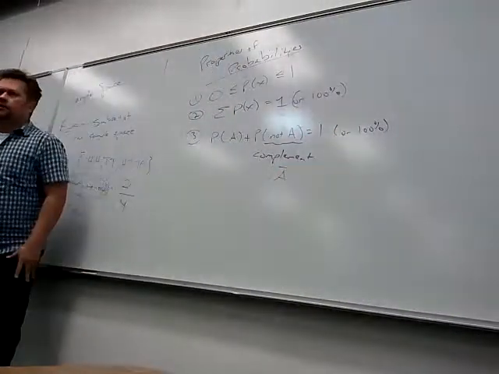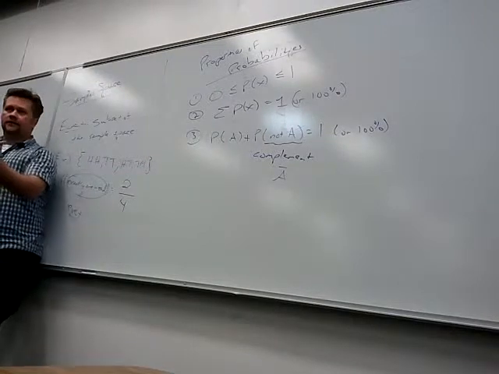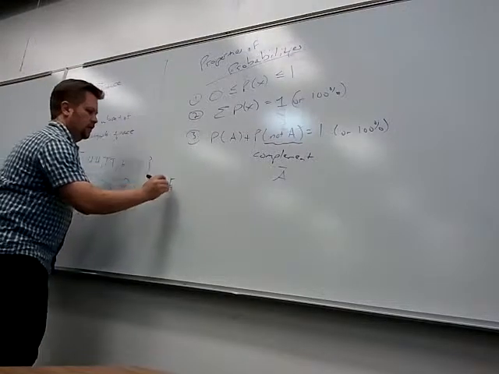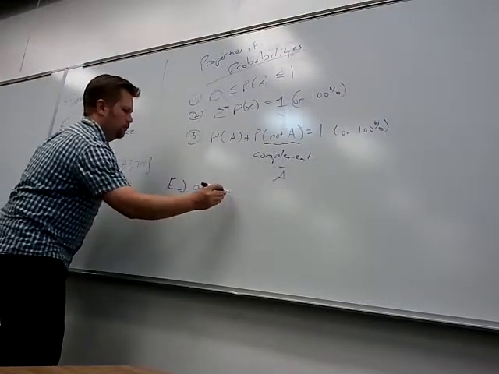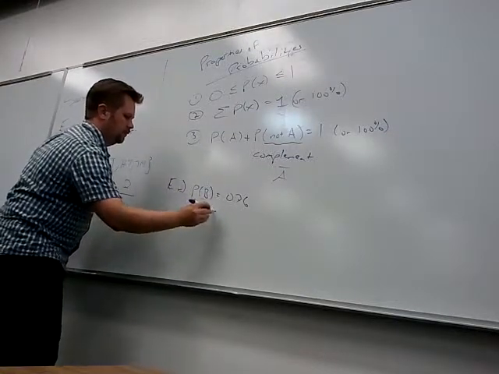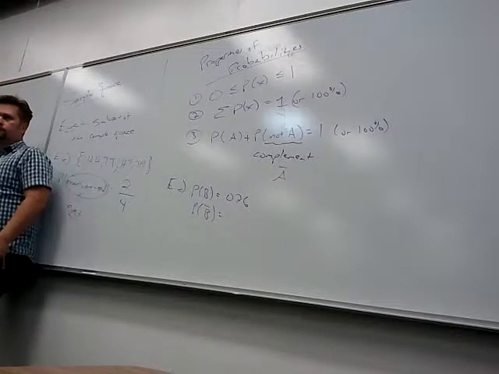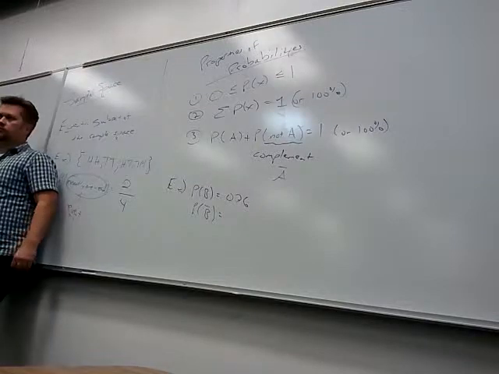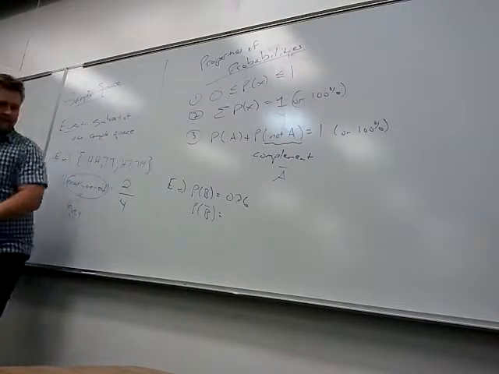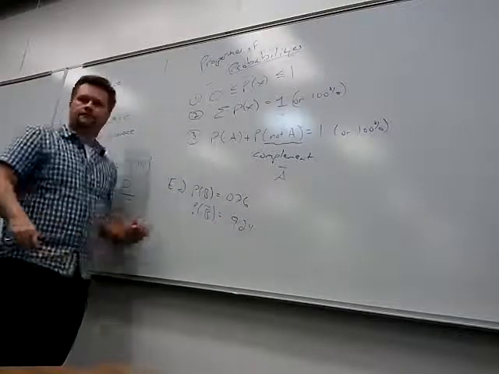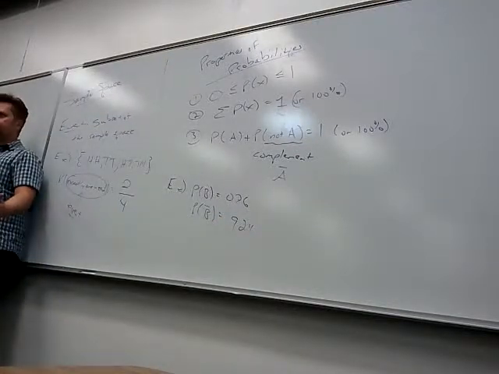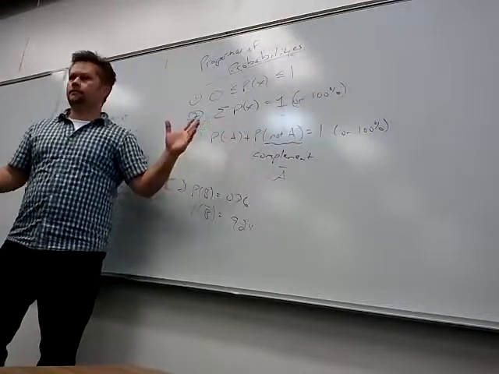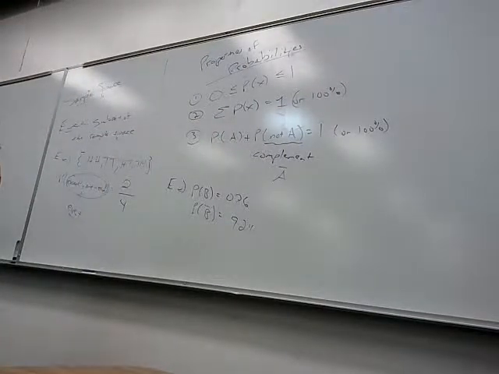So again, these are very simple ideas. You already know these ideas. We're just trying to formalize them a little bit. So the probability of B was 0.076. What's the probability of not B? Subtract that from 1. So what would that be? 0.924. That's pretty straightforward, right? That's known as the complement. It just means the opposite of that event.